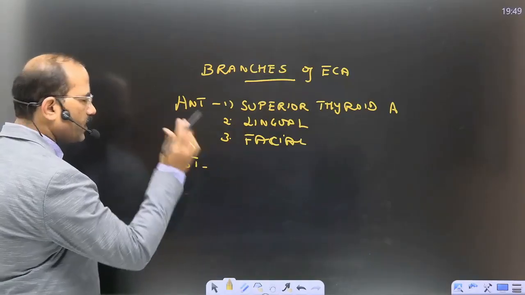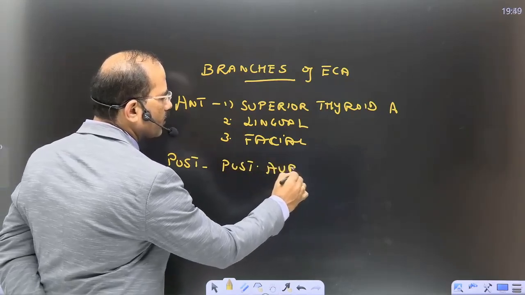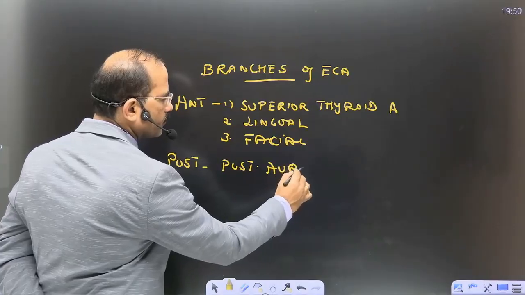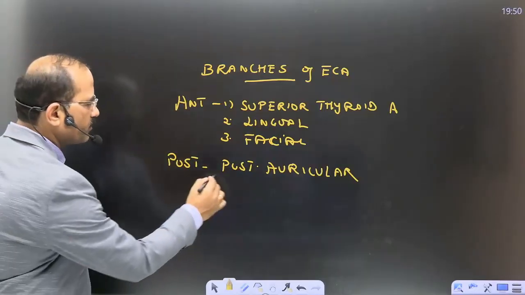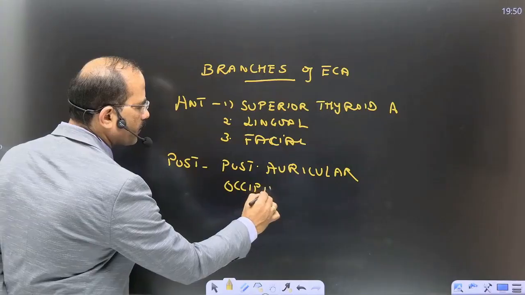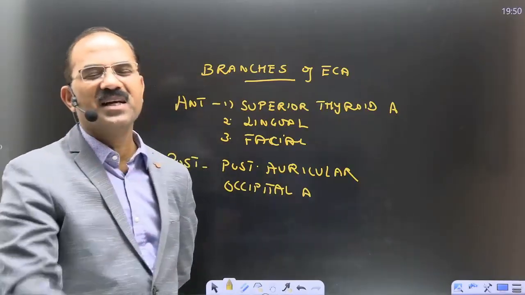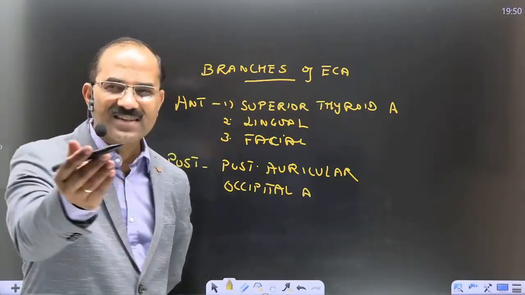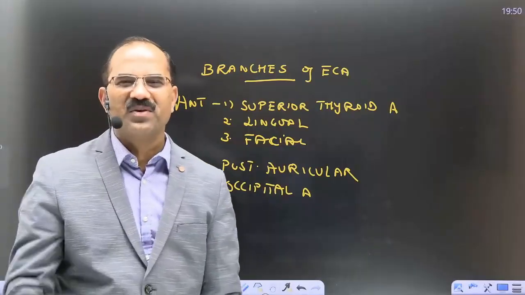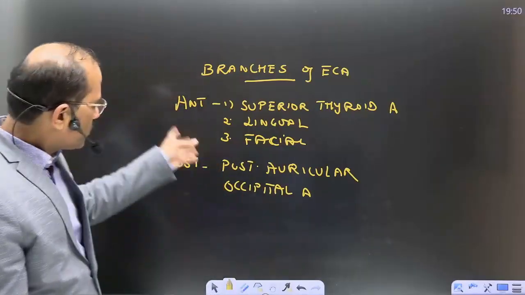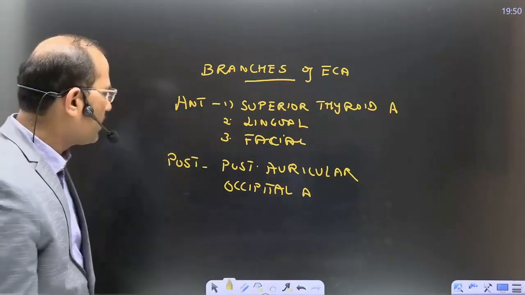Posterior branches would be, one goes behind the ear. What is that? Posterior auricular artery. And one goes to the occiput, that's the occipital artery. Students, have you heard of this occipital artery somewhere? Yes, in the posterior triangle. Among the contents of posterior triangle, we have seen this occipital artery. Very good. So posterior branches: one is the posterior auricular artery, the second one is the occipital artery.